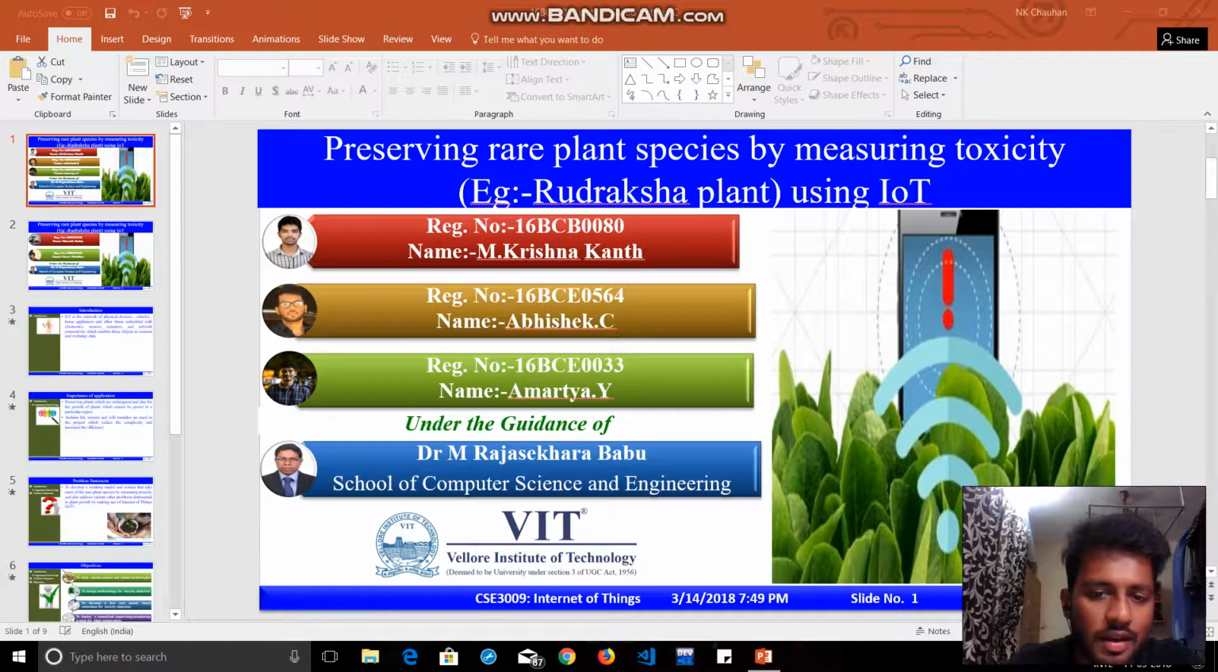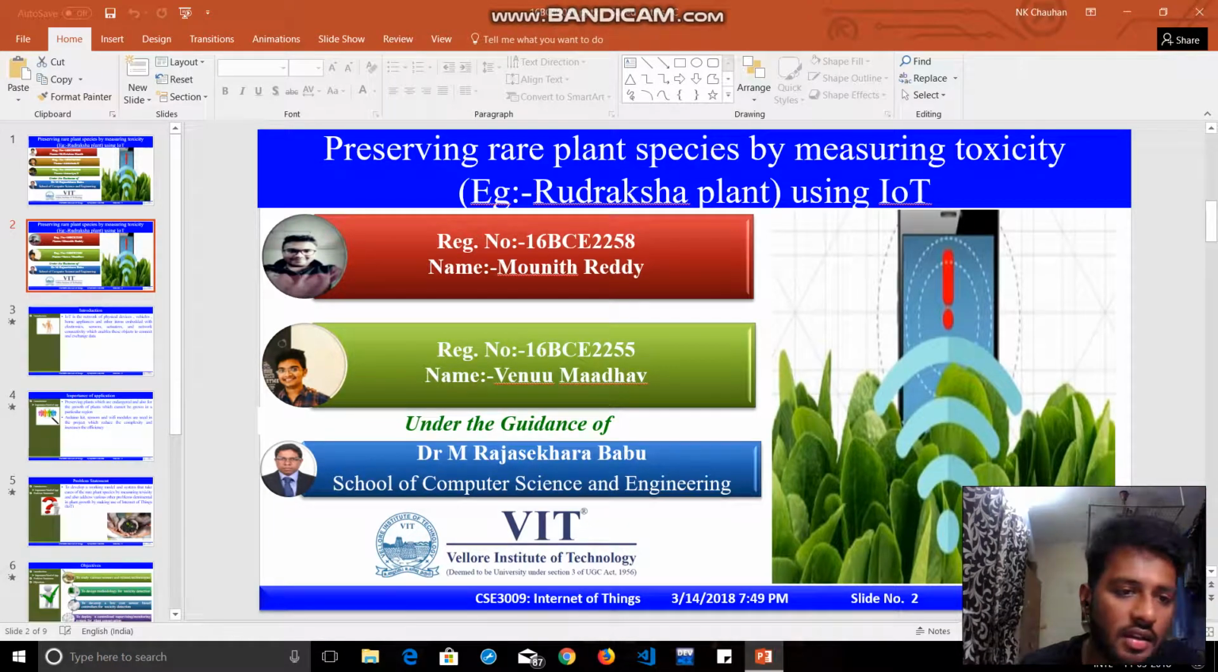Before I start explaining the project that we're going to do, first let me introduce my team members. My team members are Krishnakant, Abhishek, myself Abhishek, Amartya, Venu Madhav, and Monit Reddy. We are doing this project under the very proficient mentorship of our faculty, Dr. Rajshekar Babu. So let us get into what our project is all about.